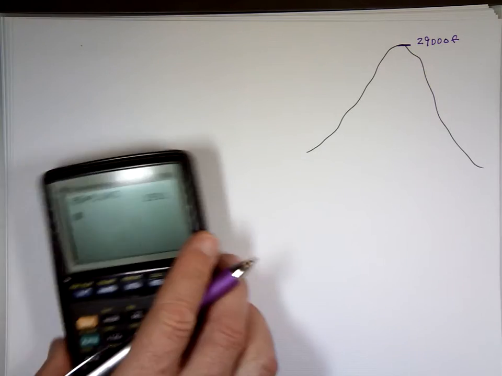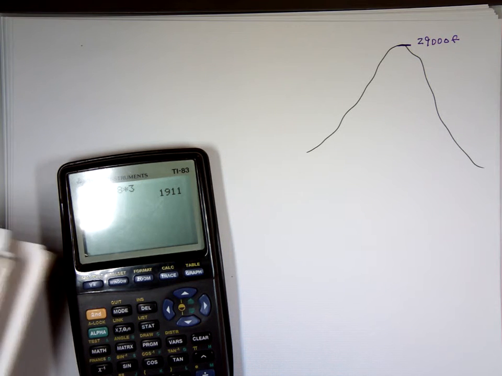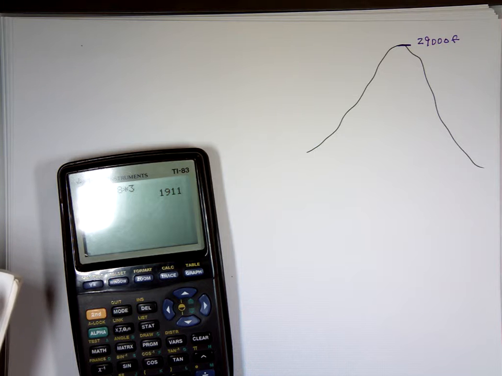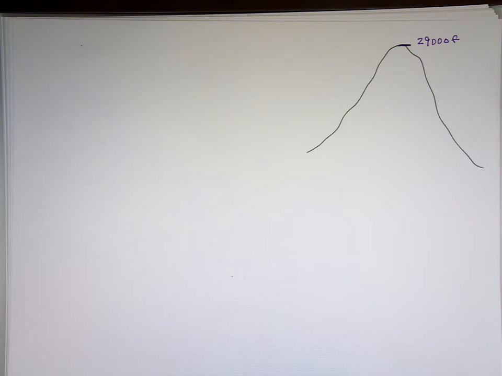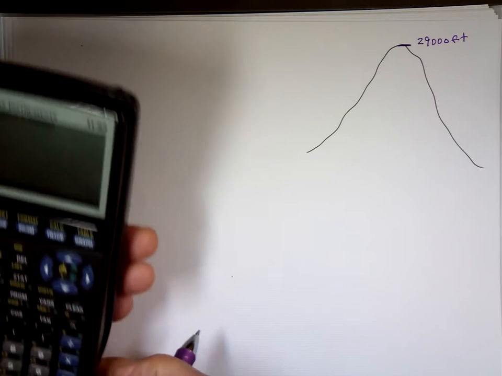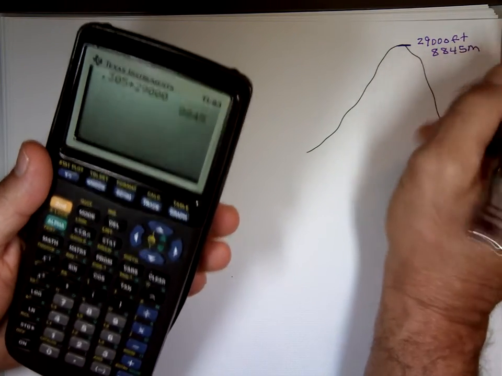So the conversion factor from feet to meters is 3 point, some change, 3.1, 3.3, 0.305. So multiply it by 0.305 times 29,000 feet. So, 8,845 meters high. And you climb Mount Everest.